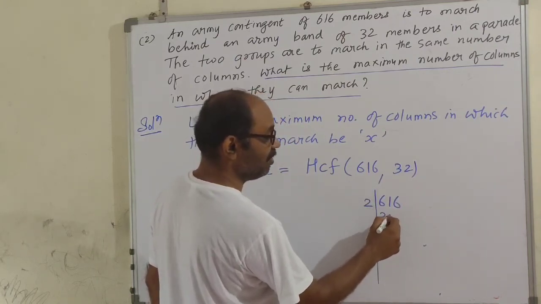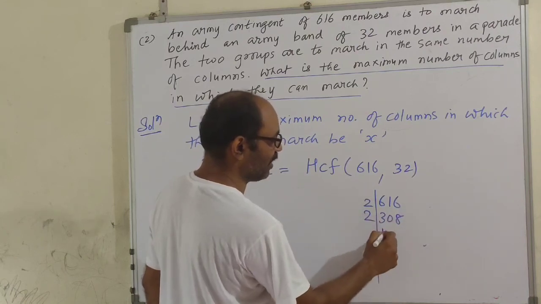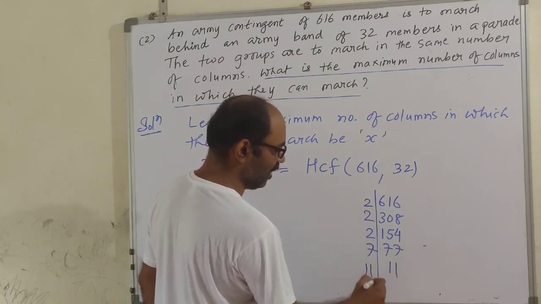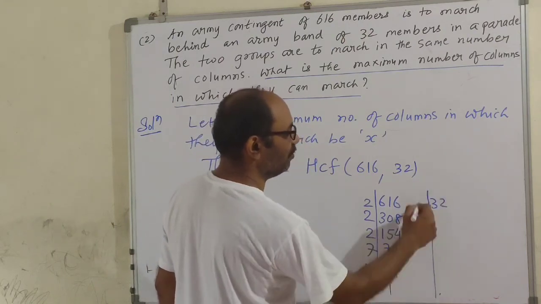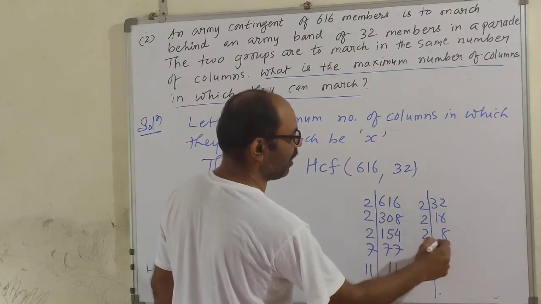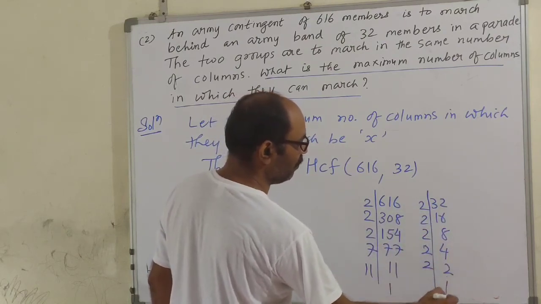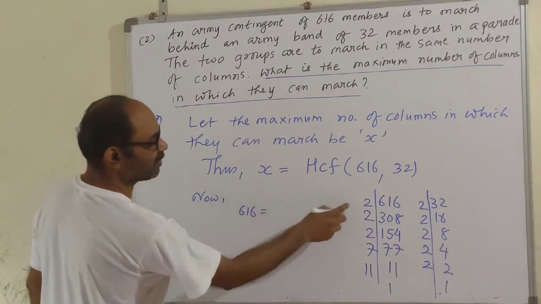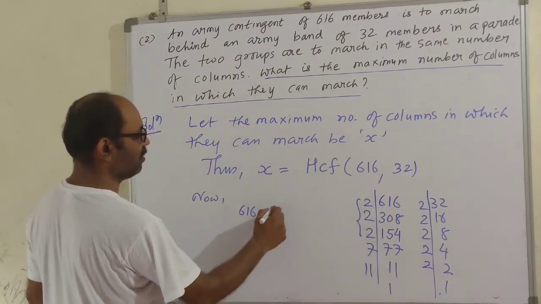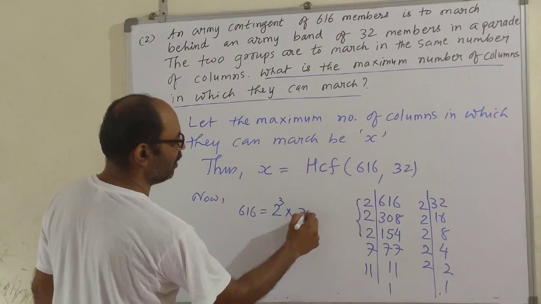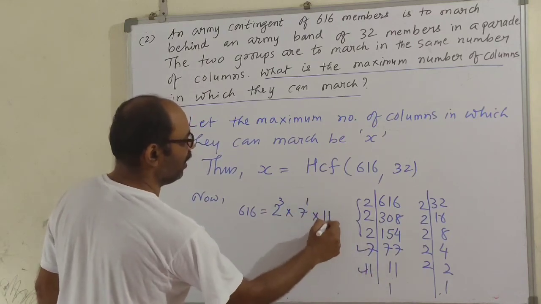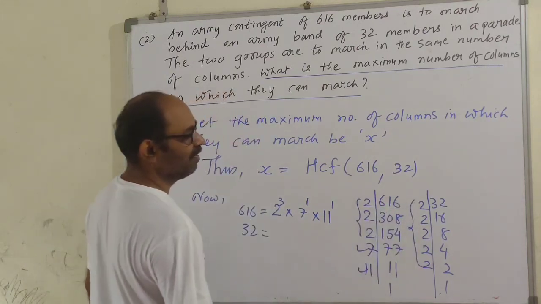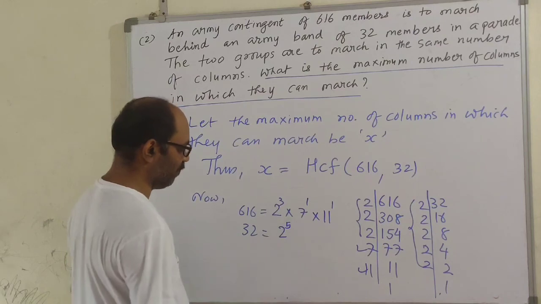2 3s are 6, 0s are, 8s are. 2 1s are 2, 5s are, 4s are. 2 7s are 14. 7 11s are 77, and 11 1s are 11. 32, all 2s: 2 16s are, 2 8s are, 2 4s are, 2 2s are, 2 1s are. Now, if you represent 616 as a product of powers, 2 cube, 7 raised to 1 and 11 raised to 1. 32 is multiplied 5 times with itself, so 2 raised to 5.